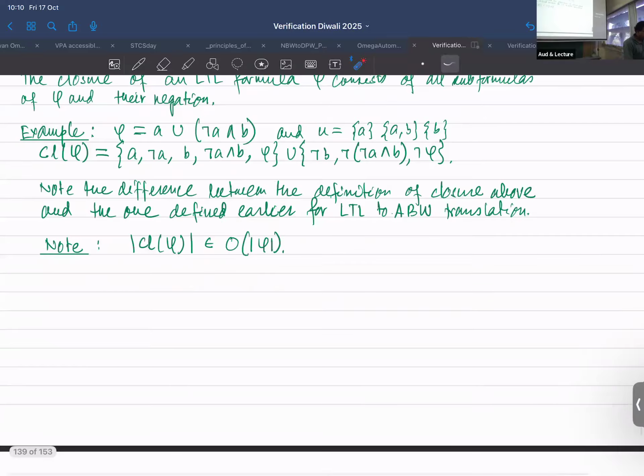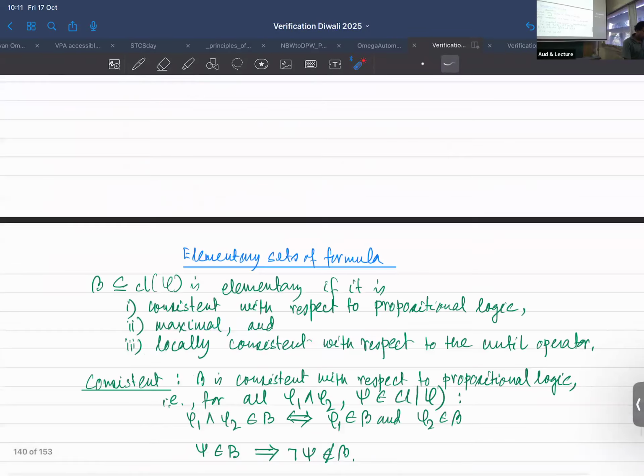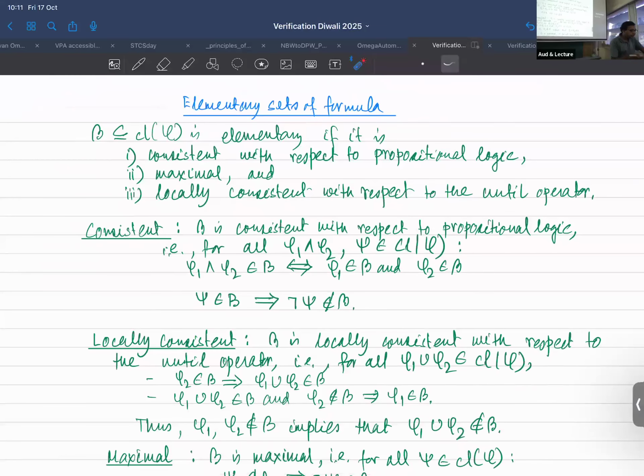Now you still see that the size of the closure is linear. Earlier we saw that the size of the closure was indeed linear for ABW, and here this extended closure is at most double the size of the earlier closure, so it's still linear. Now we are going to define something called elementary sets. So any question about the closure, or the extended closure, the way we are defining it now? Everything is fine? Okay, good.